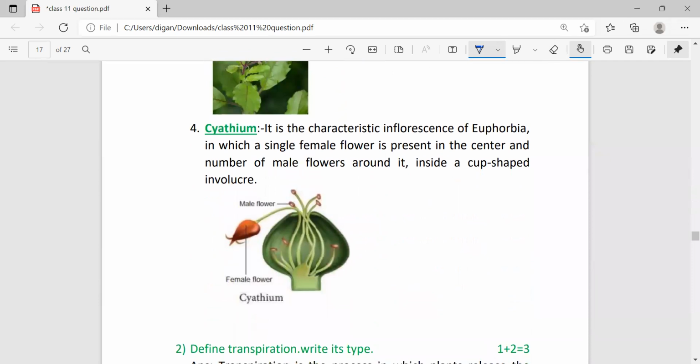Then the 4th type of special inflorescence is Cyathium. This is the characteristic inflorescence of Euphorbiaceae, in which a single female flower is present in the center and a number of male flowers around it inside a cup-shaped involucre. So a single female flower is situated in the center. Look, this is the female flower and it is surrounded by these male flowers.